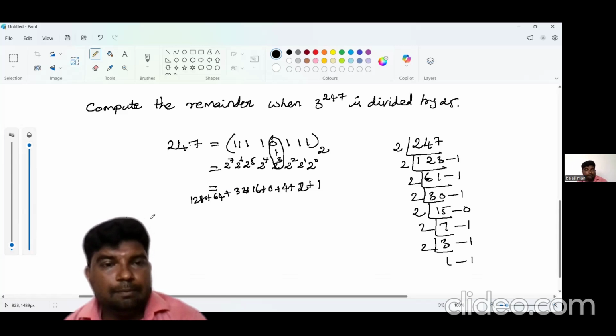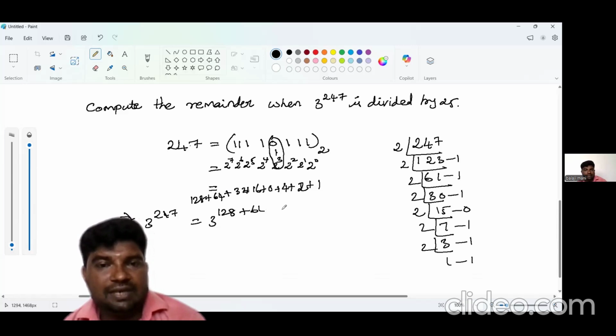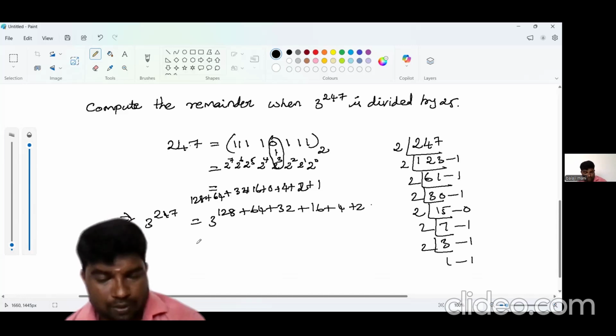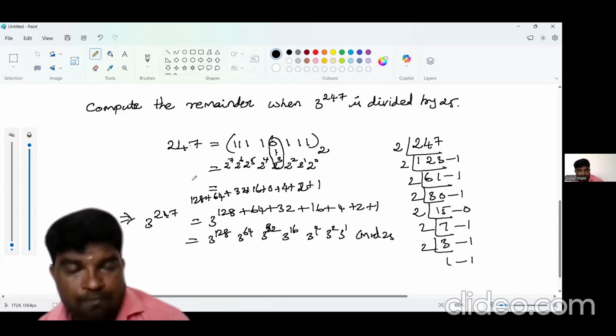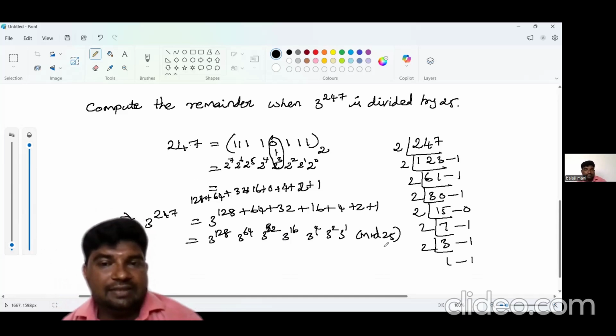So now we can apply this to the base. 3 power 247 can be expressed as a sum of these powers: 128 plus 64 plus 32 plus 16 plus 4 plus 2 plus 1. So we need 3 power 128, 3 power 64, 3 power 32, 3 power 16, 3 power 4, 3 power 2, and 3 power 1, all modulo 25. Now I find the remainders of each of these powers.